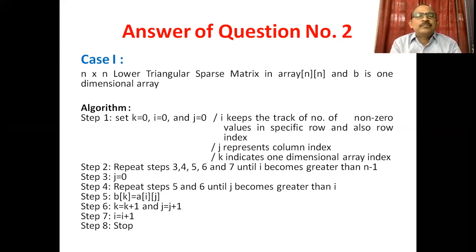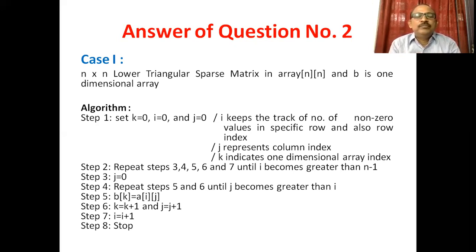Step 1 is set k is equal to 0, i is equal to 0, and j is equal to 0. i keeps the track of the number of non-zero values in a specific row, and also it is used for the row index. j represents the column index, k indicates the one-dimensional array index.